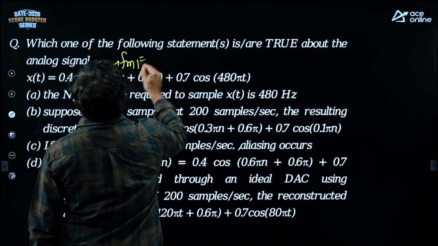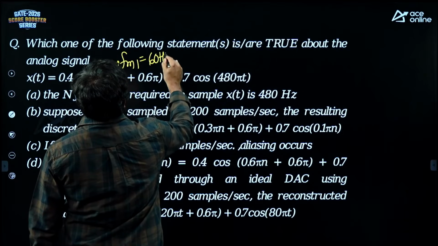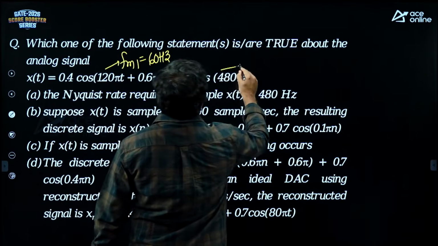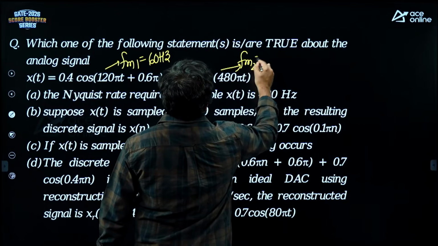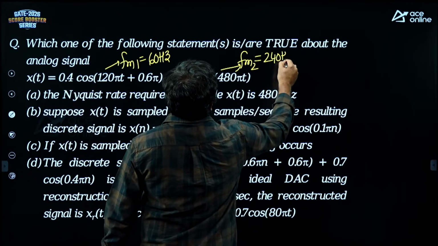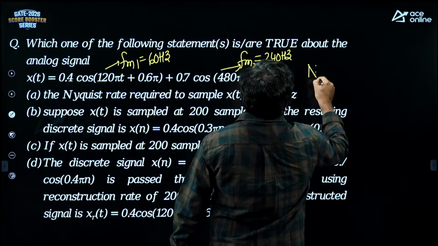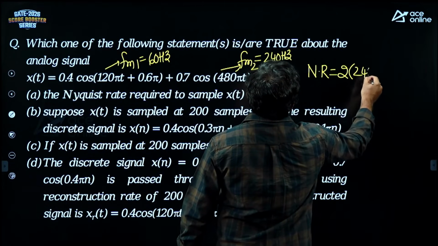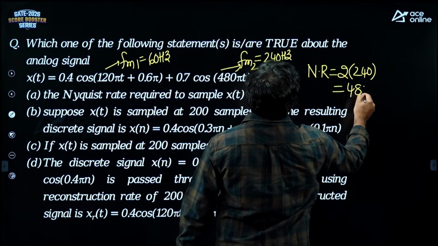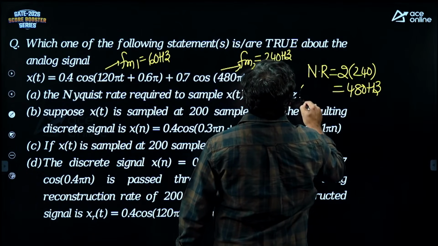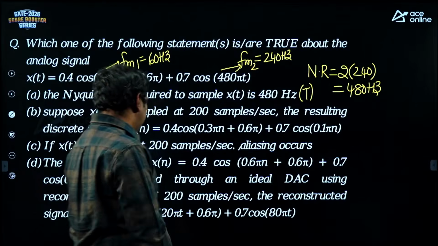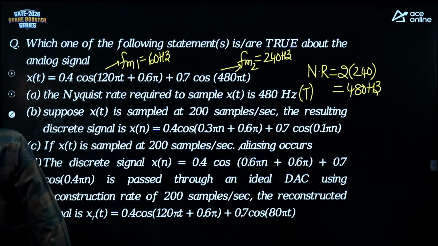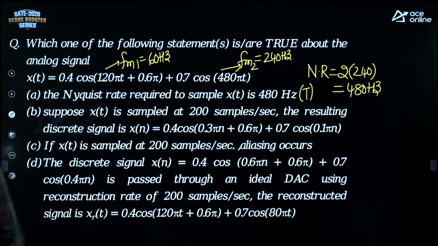The first term is 120 pi, which is 2 pi into 60, so 60 Hz; the second is 480 pi, which is 2 pi into 240, so 240 Hz. We are aware the Nyquist rate is 2 times the highest frequency we have. What is the highest frequency? 240, 2 times that. True. The Nyquist rate to sample that x of t is that one.